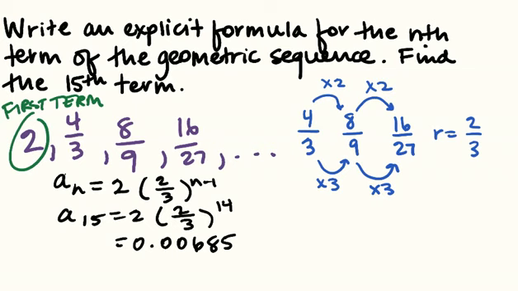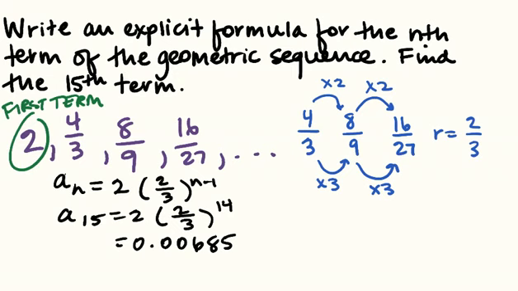All right, there you go. Once you've identified your first term and your common ratio, it's just an issue of plugging into the general formula. So the nth term is 2 times 2/3 to the n minus 1 power. If you want the 15th term, you plug in 15 for n, because that's really what n means, it's the nth term, so the 15th term is n equals 15. And you get 2 times 2/3 to the 14th power.